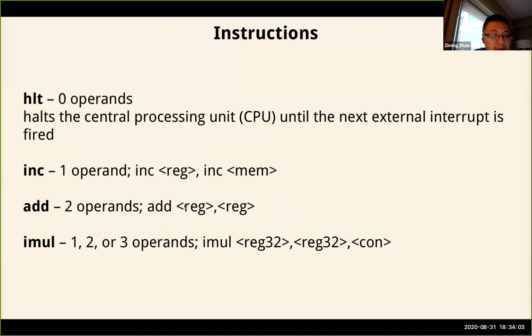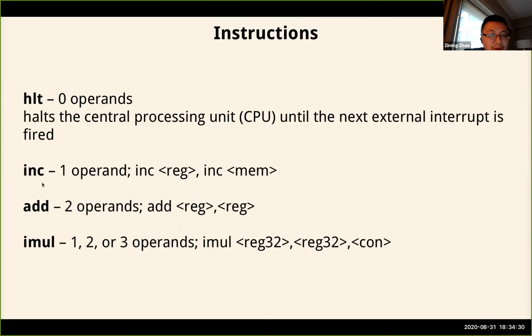Here I have four example instructions. The first one is called HLT. As you can see, it probably means halt. It means stop the CPU. When you execute this instruction, the CPU will stop until some external interrupt is fired. For this instruction, obviously, you don't need to have any argument. There's no argument.